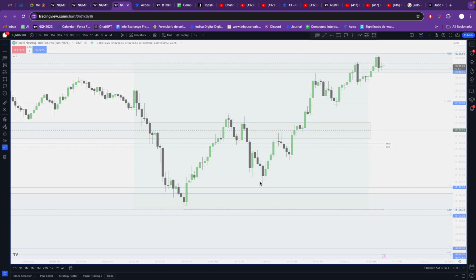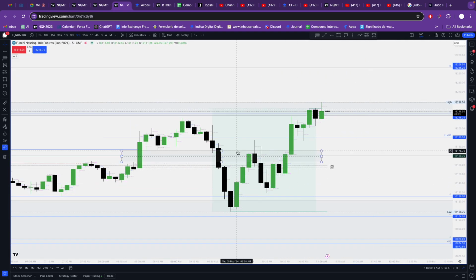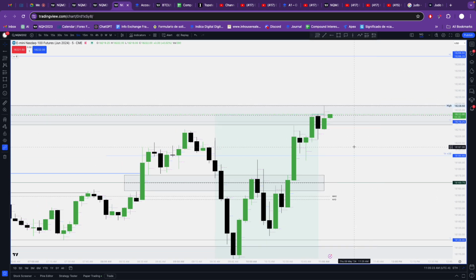I like it on the 5. I like this here. Run up, stage 1, run up, stage 2, run up, consolidate. We should get reversal or continuation. So we have to consolidate before we get a reversal or continuation.